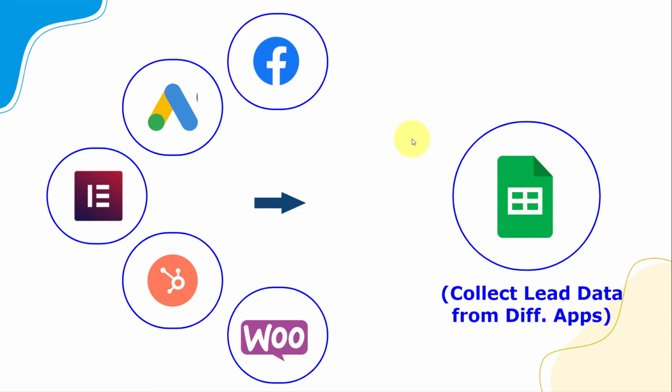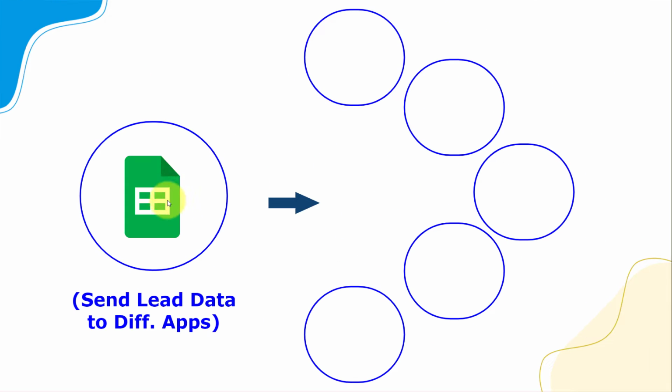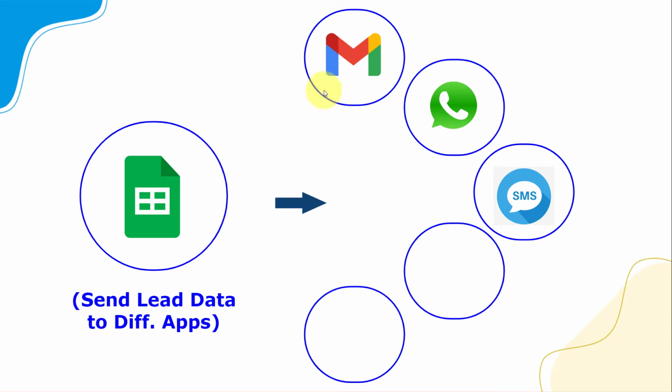And the benefits are not limited. You can even send your Google Sheets data. Assume that you already have lead data in your spreadsheet, so now you can send that data to different applications and automate the process of email sending, WhatsApp message sending, and SMS sending. You can also add the contact in your favorite CRM software and forward the lead data to applications like Telegram or Slack.